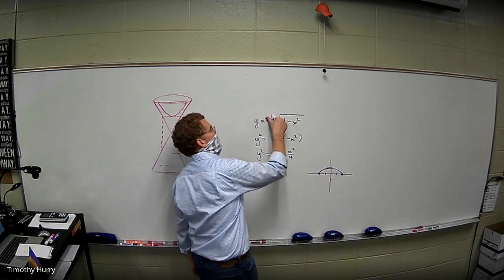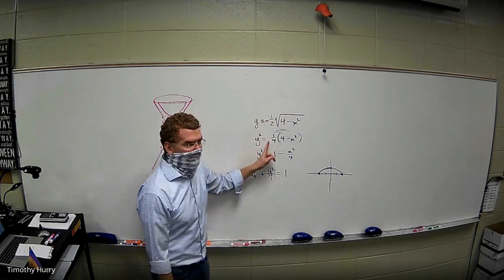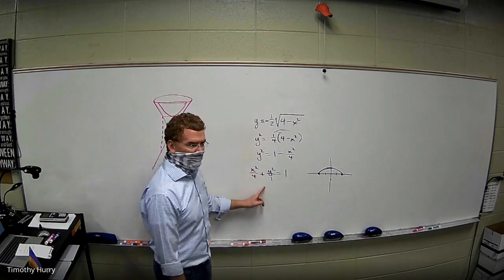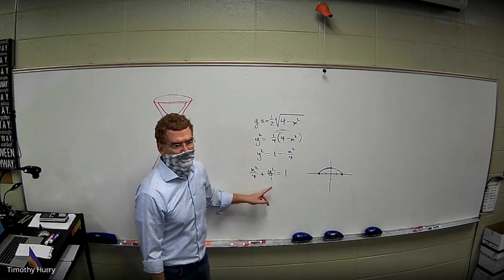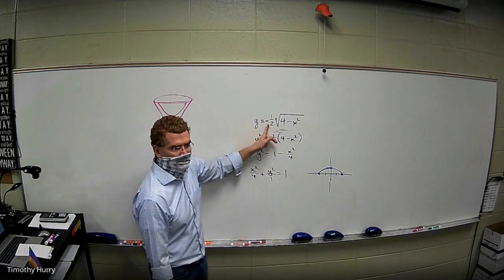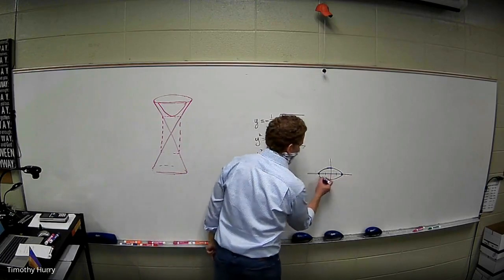Now, if this had been a negative up here, when you square both sides, it still goes away, right? I still get the same result. But this time I go, wait, it's not an ellipse. It is a semi-ellipse. So y would only be negative, and I would go back and keep only the negative parts.